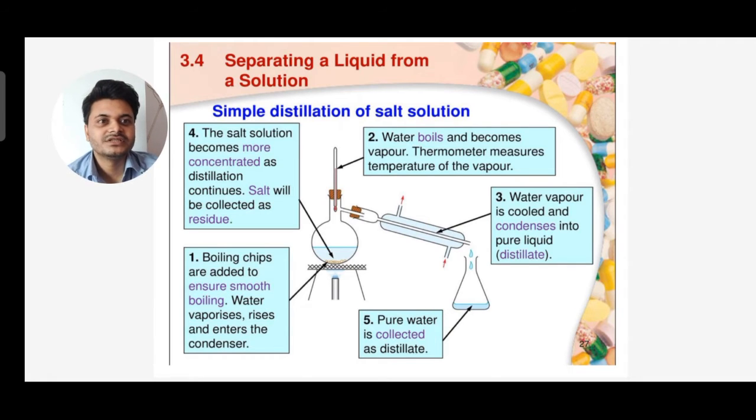Second, the water boils and becomes vapor, and the thermometer measures the temperature of the vapor. Third, the water vapor is cooled and condenses into a pure liquid, that is the distillate.